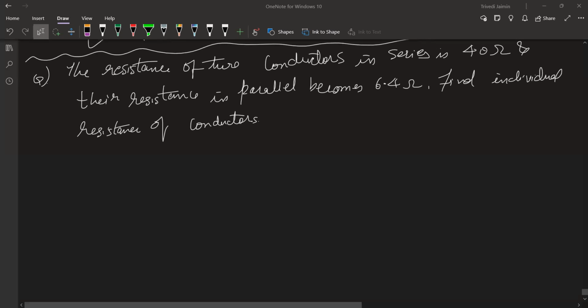Sir, I got 14 and 26. Our answer is correct. It's not 14 and 26, it's 8 and 32. The quadratic equation I got is x square minus 40x plus 256. Sir, I don't know. Let's see.